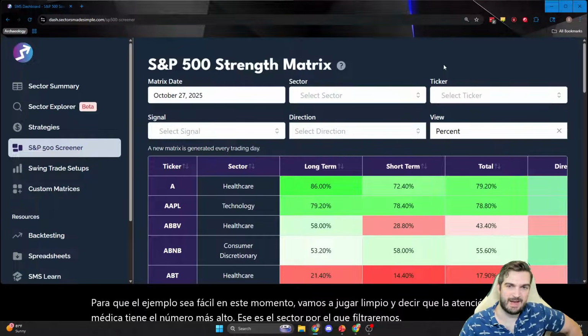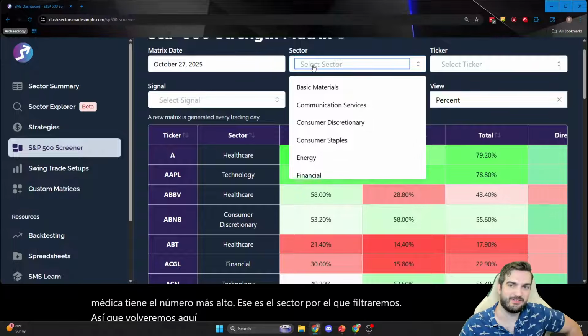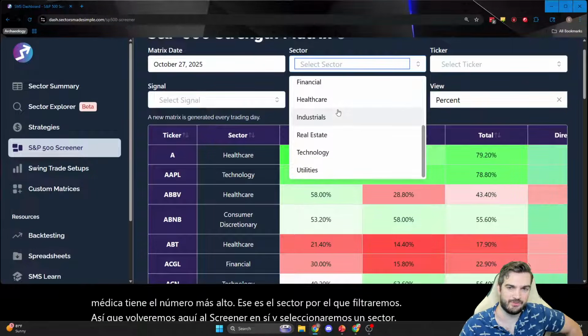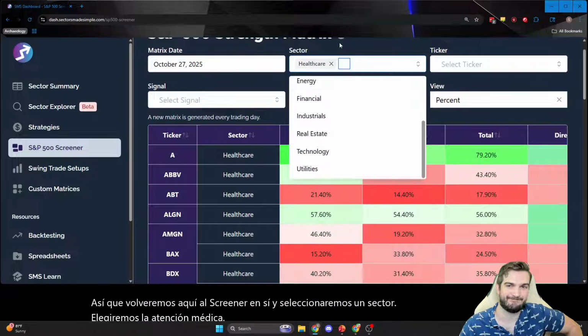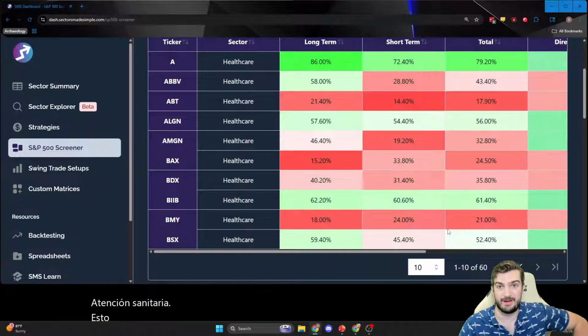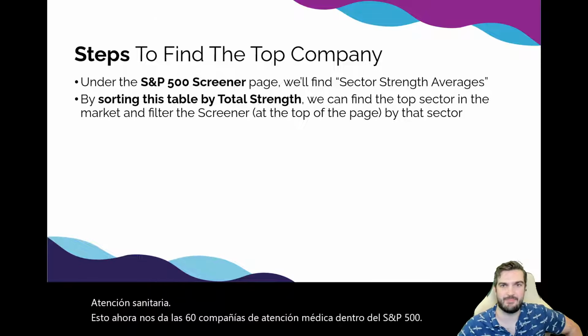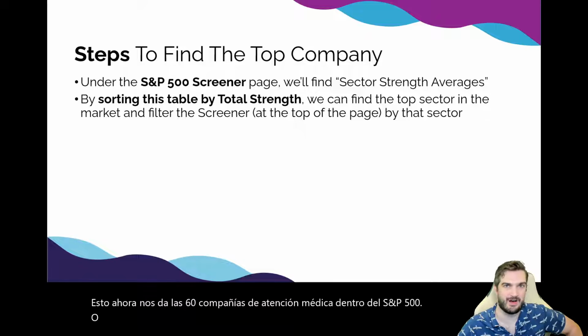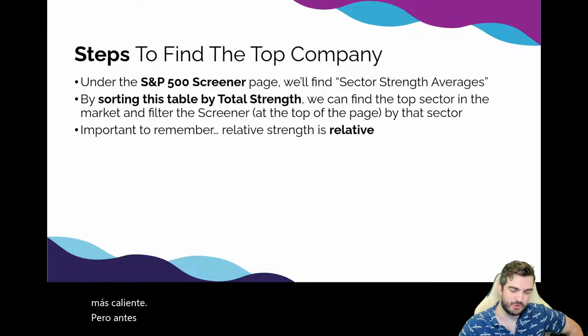So we'll come back up here to the screener itself, and under select a sector, we will choose healthcare. This now gives us the 60 healthcare companies within the S&P 500 for the next step. Because now we have the hottest sector, let's find the hottest company. But before we do, I do want to mention one thing.